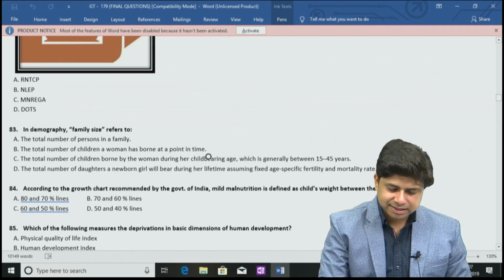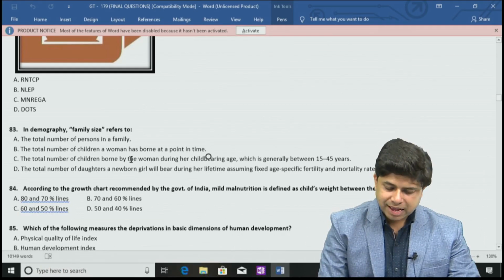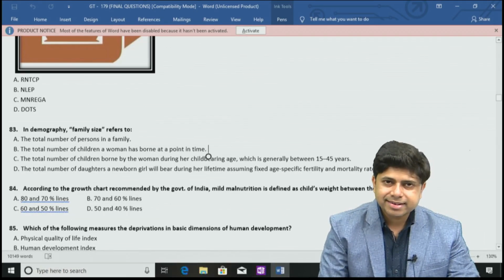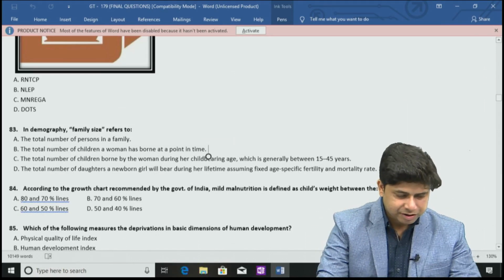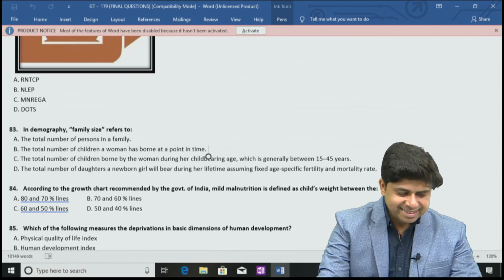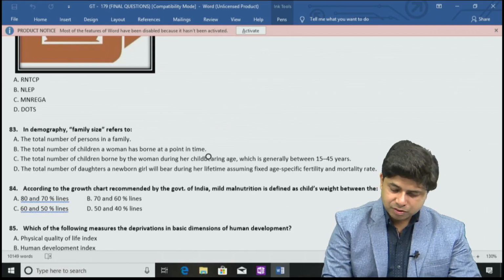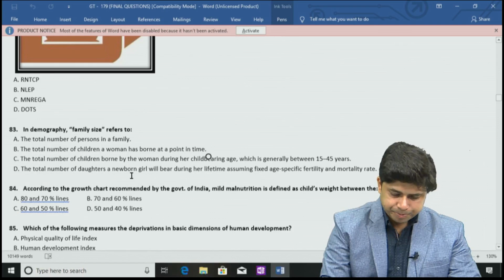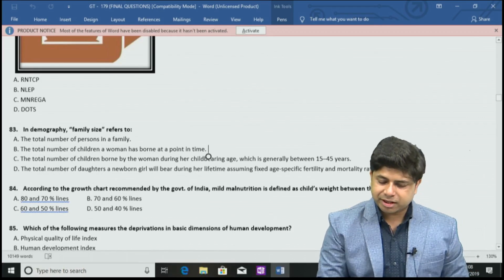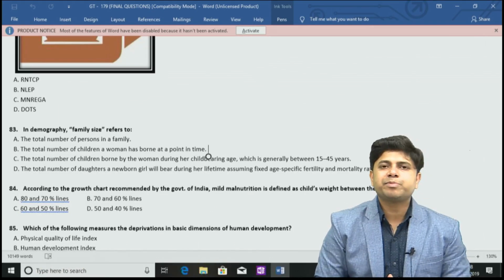Yes, this is the answer. So in demography, the total number of children a woman has born at a point in time is the family size referred to. The total number of children born to a woman during her childbearing age, which is generally between 15 to 45 years of age, is the completed family size. So the C option is completed family size. The total number of daughters a newborn girl will bear during her lifetime, assuming fixed age-specific fertility and mortality rates, is NRR, net reproductive rate.